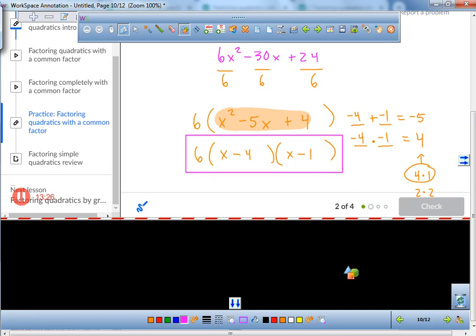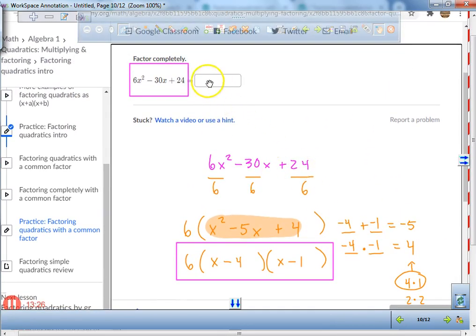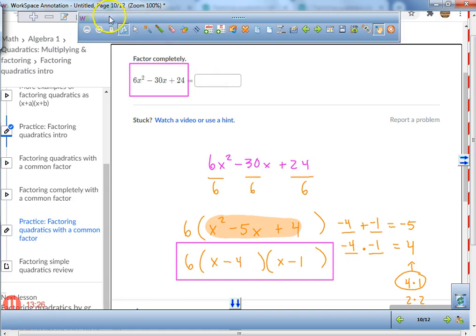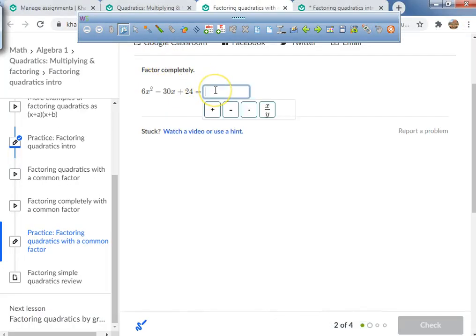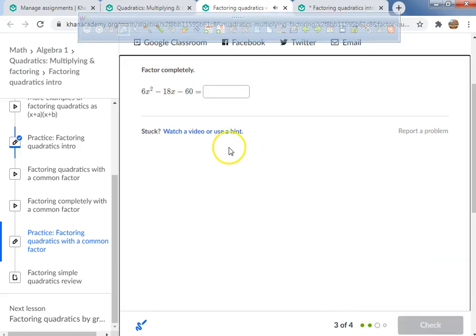See how much faster that one went? Super fast. So I'm going to carefully type that in. We have 6, I open it up. It was x minus 4, correct? And x minus 1? Somebody said yes, so I'm trusting him. Yay! Let's do one more.